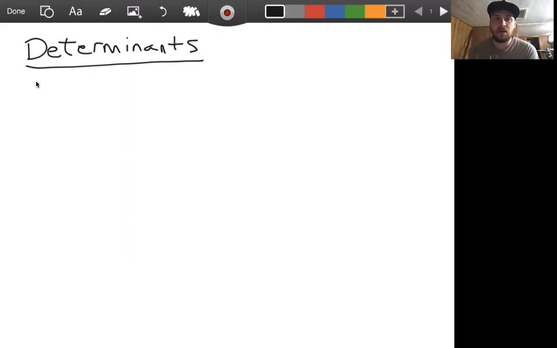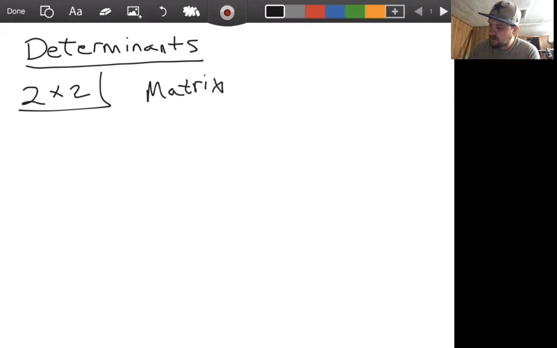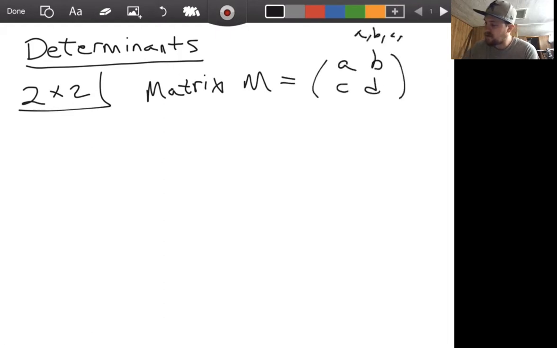So first, let's talk about what determinants are and how we calculate them. Let's consider the 2 by 2 case. We're going to have a matrix M, we can just call it matrix A, B, C, D, where A, B, C, and D are all real numbers here. And a matrix is a way of encoding information. It's very useful in linear algebra and matrix theory.